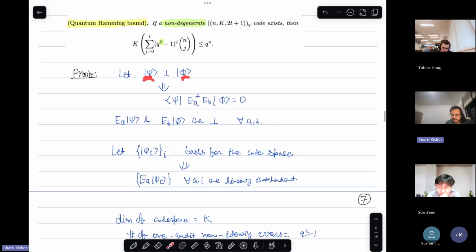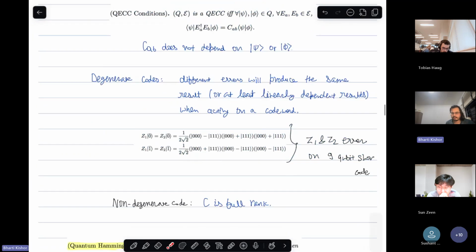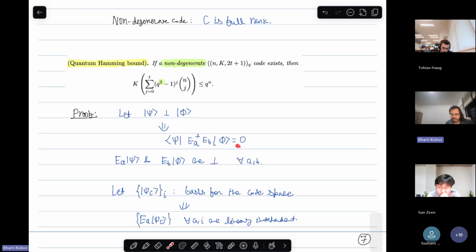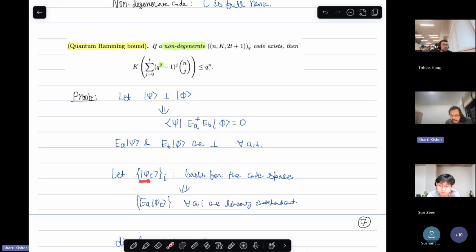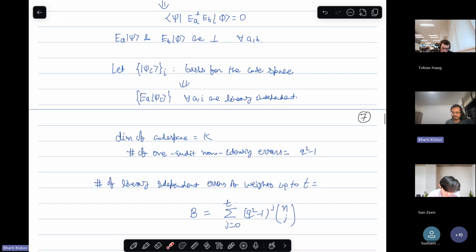Then psi E_A dagger E_B phi has to be 0, because we have the overlap between psi and phi, and because psi is perpendicular to phi, it will be 0. Which means E_A psi and E_B phi are perpendicular, they are orthogonal for all A, B. So if you start with a bunch of psi_i, which are a basis for the code space, this E_A psi_i for all A and i are basically linearly independent, and they will together fill the entire Hilbert space.